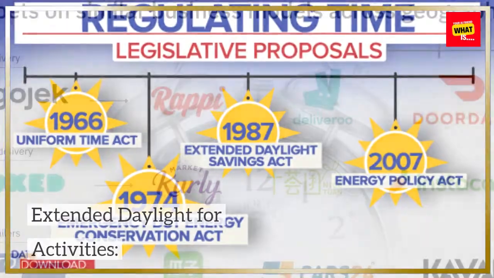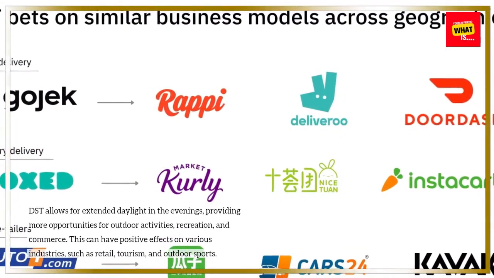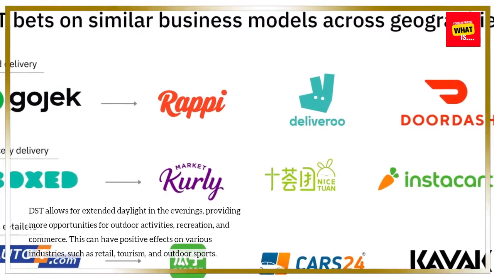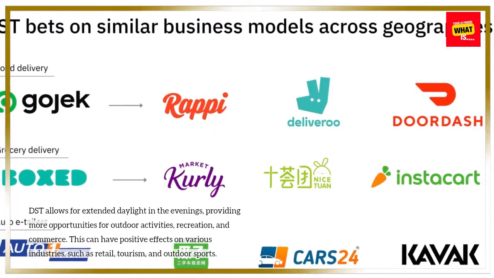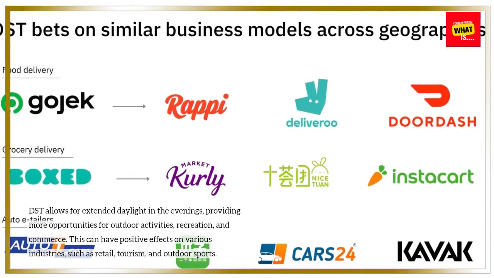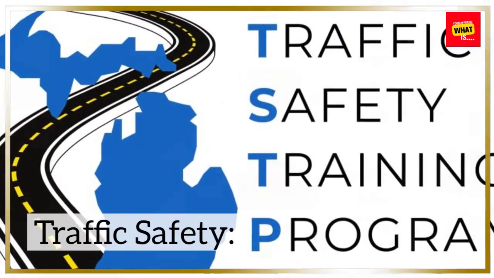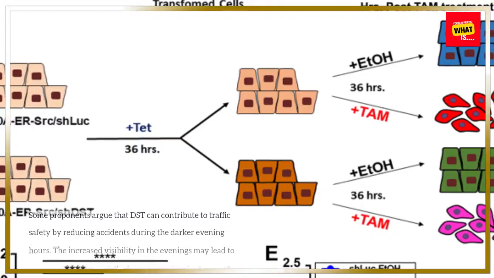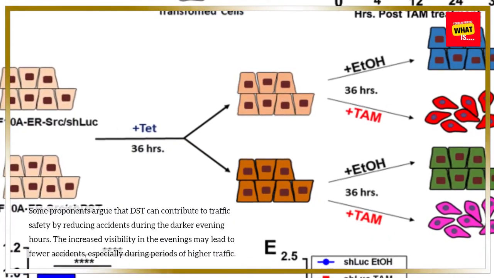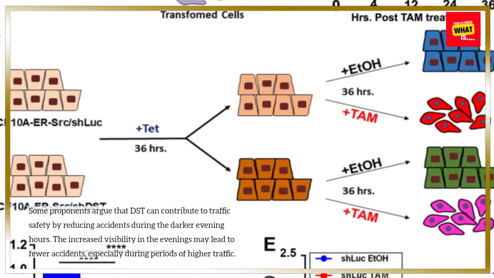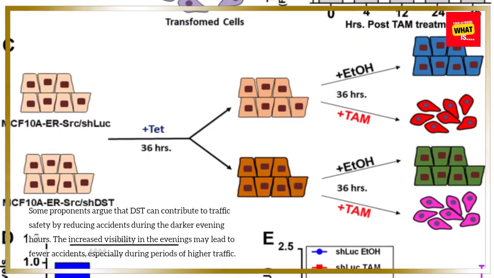Extended daylight for activities. DST allows for extended daylight in the evenings, providing more opportunities for outdoor activities, recreation, and commerce. This can have positive effects on various industries, such as retail, tourism, and outdoor sports. Traffic safety. Some proponents argue that DST can contribute to traffic safety by reducing accidents during the darker evening hours. The increased visibility in the evenings may lead to fewer accidents, especially during periods of higher traffic.